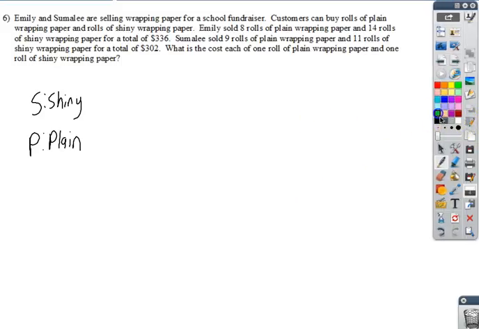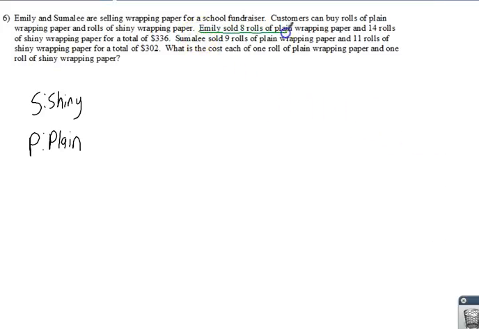So I need to make two equations here. Equation number 1, I'm going to look at Emily. Emily sold 8 rolls of plain wrapping paper and 14 rolls of the shiny, for a total of 336. So that's 8P plus 14S equals 336. I need to make another equation.